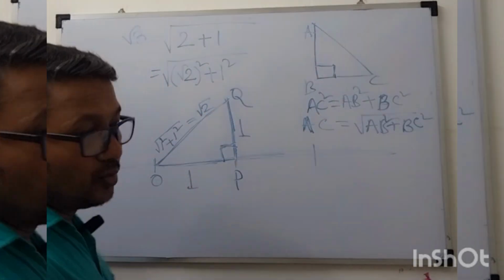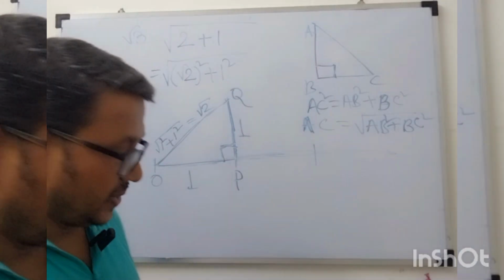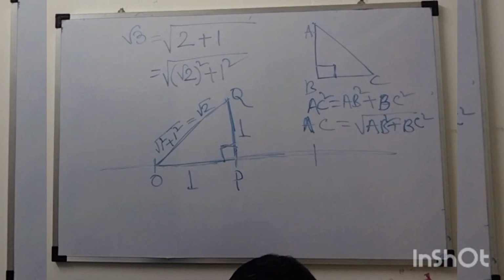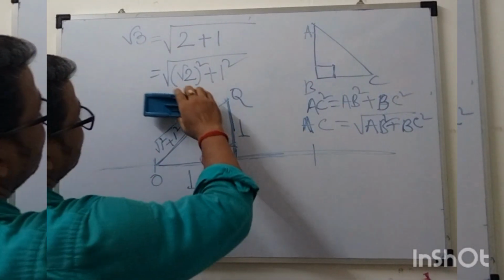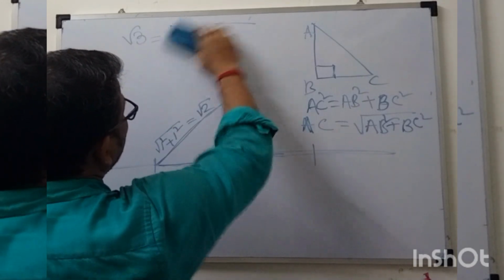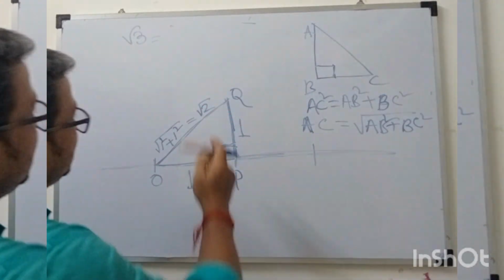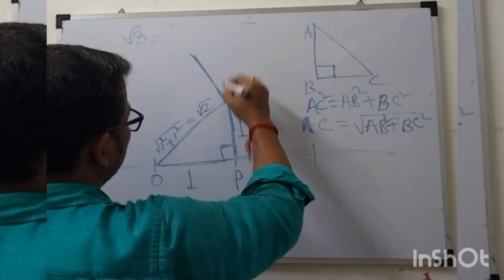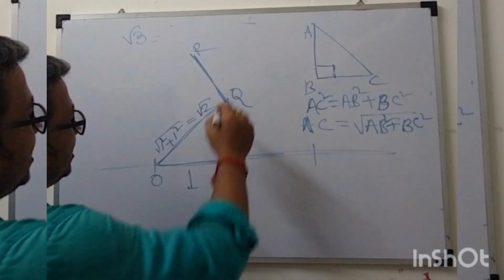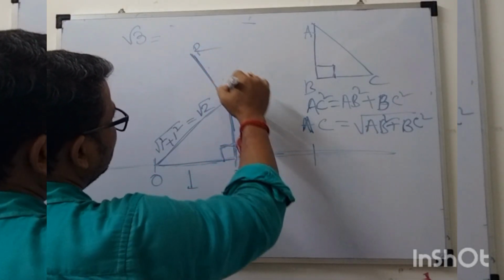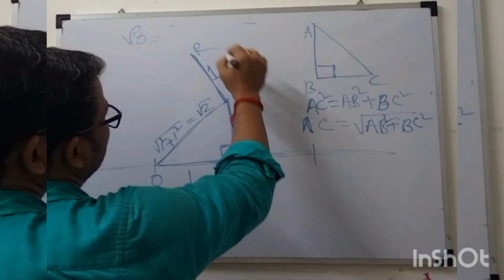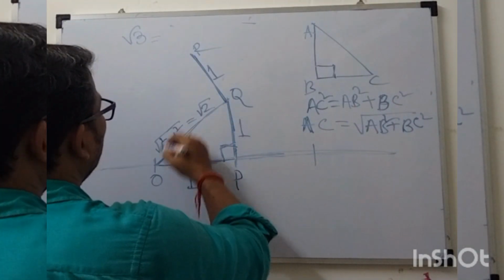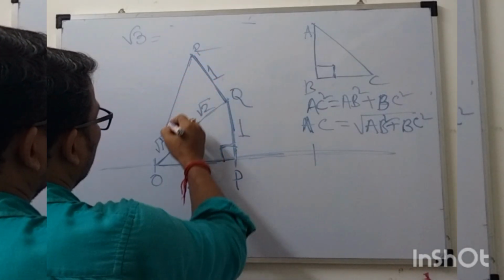Now we will move on to put the number root 3 on the number line. What will be the process? Again, let us draw another perpendicular at the point Q and of unit length. Suppose this is QR, a perpendicular at the point Q on OQ. RQ is also of unit length. Now let us join the point O and R.